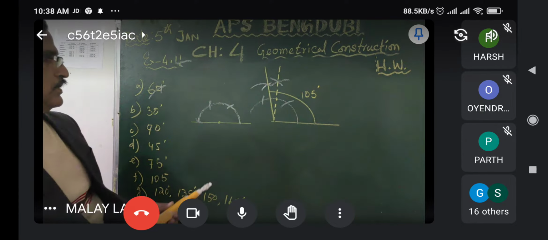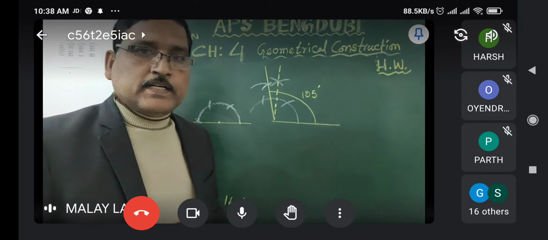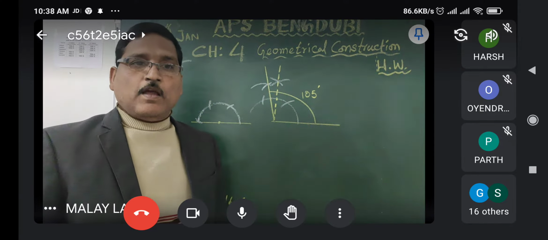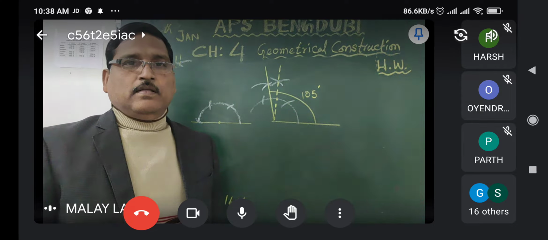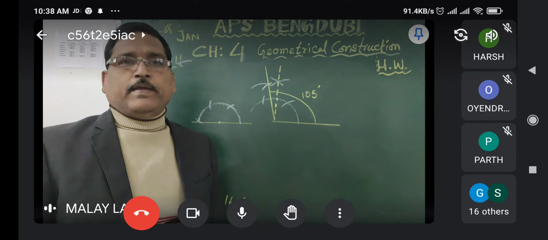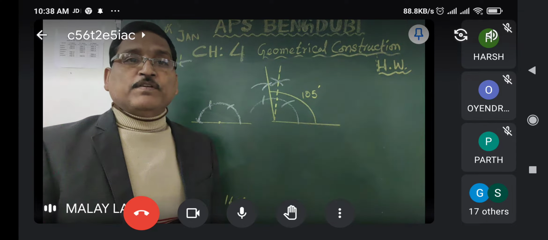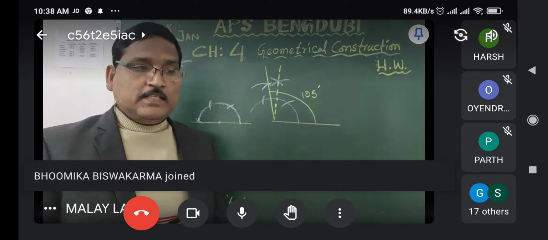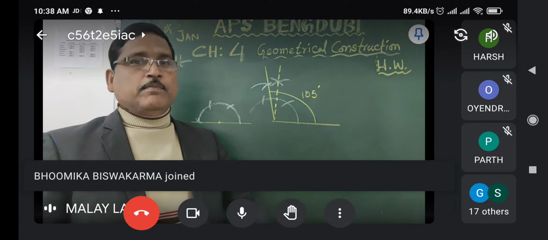Okay. So now 135, how can I draw? You have to join two angles. That is 90 plus 45. 90 plus 45, how much am I getting? 90 plus 45 is 135. This combination of two angles will give you the answer.